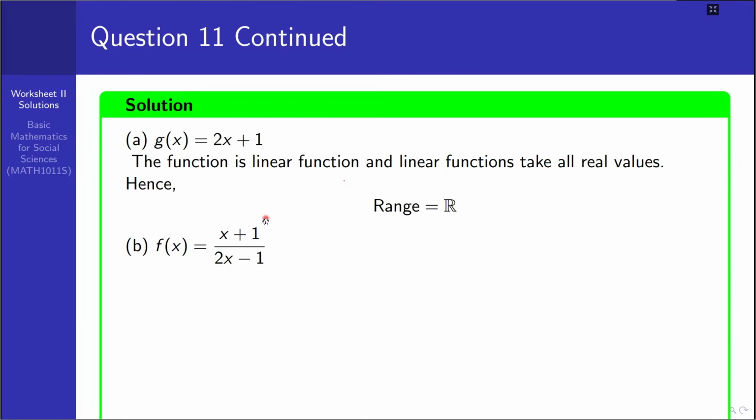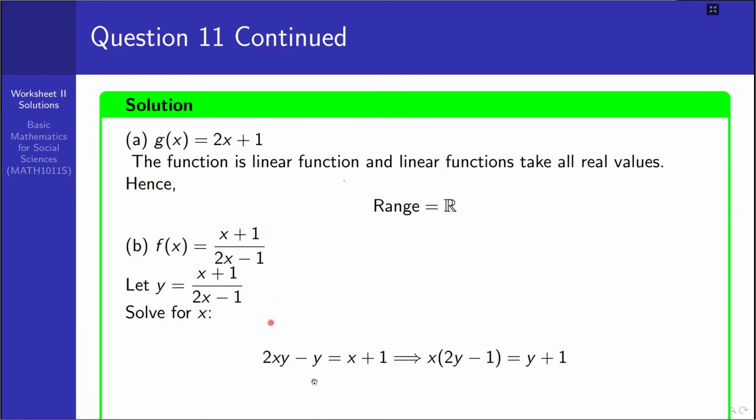ስለዚህ የዚህን ሬንጅ በምንፈልግበት ጊዜ the range could be, that is possible values of y ነው ወይም ደግሞ ኢሜጆቹ ማለት ነው። ስለዚህ y is equal to x plus 1 over 2x minus 1 ቢሆን ይህንን ለx ሶልቭ በምናደርግበት ጊዜ we can have x times 2y minus 1 is equal to y plus 1, or x is equal to y plus 1 over 2y minus 1. ስለዚህ the domain of this one or the possible values of y here could be all the possible values of y, which is the range of the given function.